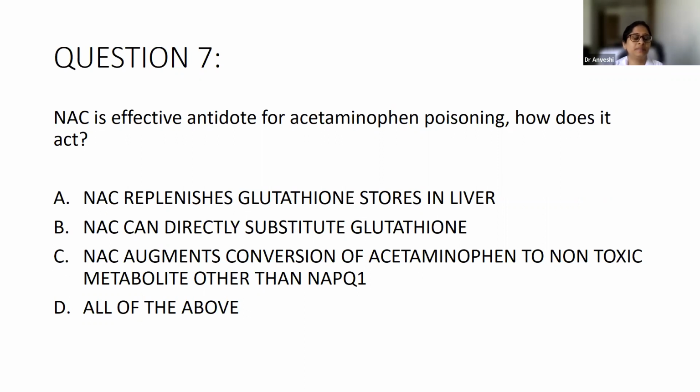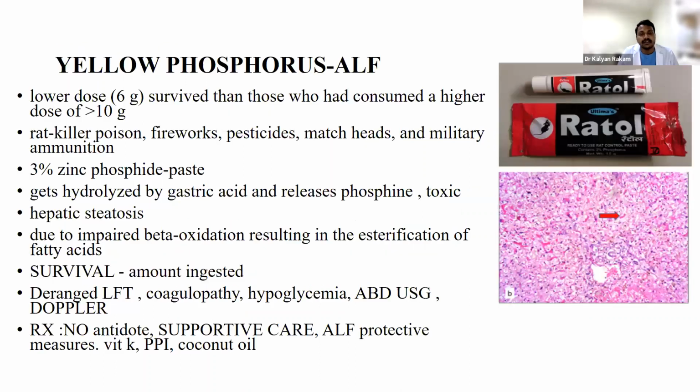Role of N-acetylcysteine in paracetamol poisoning. Dr. Kalyan has just explained what protocol we follow, so it is good to know the mechanism of action N-acetylcysteine works on. I think I'm getting most of the correct answers. Yes, the answer is all of the above. NAC is the antidote for acetaminophen poisoning. It has various mechanisms by which it acts. Overall, it replenishes the glutathione stores in the damaged liver.